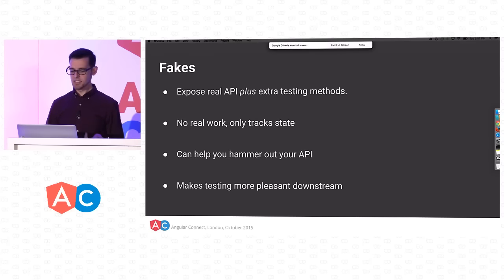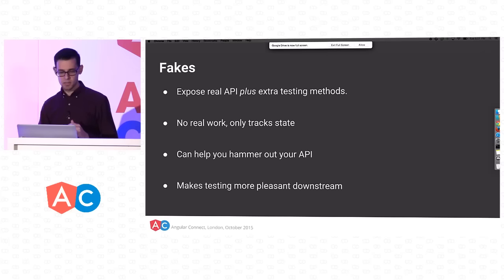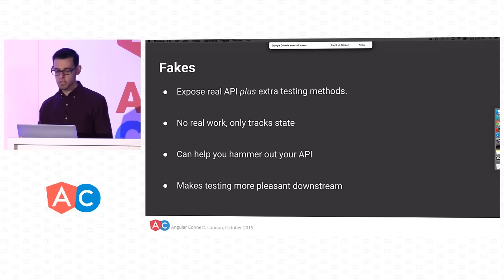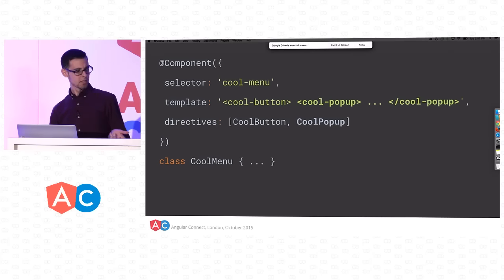Now, implementing fakes is not a new concept in Angular. The core for Angular 1 comes with fake implementations of $timeout and HTTP backend and so on. And with dependency injection in Angular 1 and in Angular 2, you can easily create fakes for your own services. What's new in Angular 2, however, is that you can create a fake for an entire component. So let's look at an example to see what I mean. Here we have a cool menu component that has two dependencies, cool button and cool pop-up. Now let's look at cool pop-up.